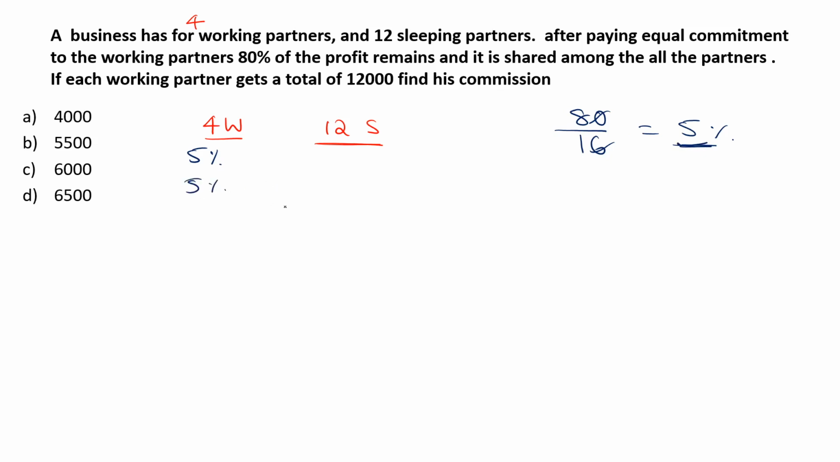That means the working partner is getting a total of 10%, and 10% is equal to 12,000. We need to find the commission of the working partner for managing the business. His commission for managing the business is nothing but 5%. When 10% is 12,000, then 5% would be 6,000 rupees. That is option C, 6,000 rupees.